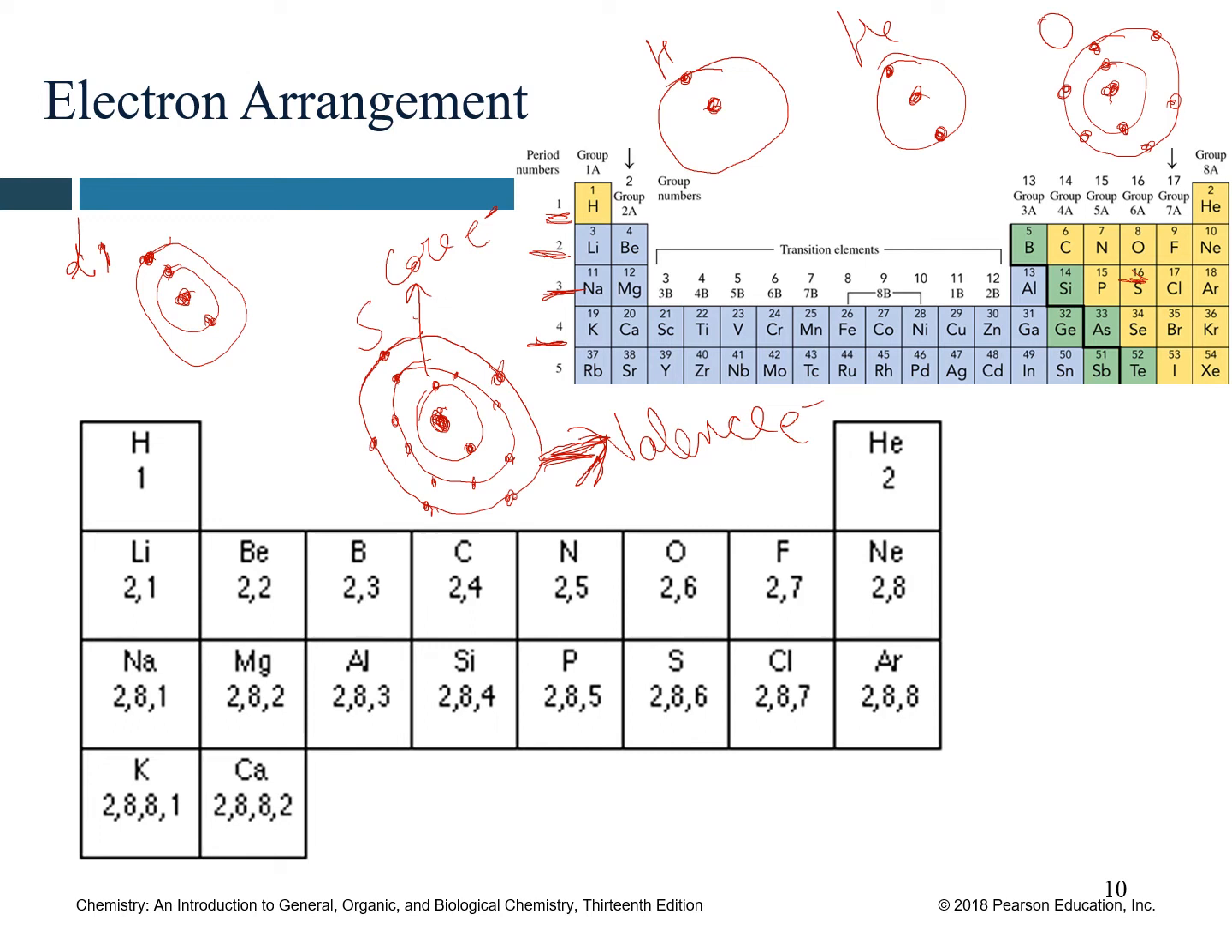Another interesting thing that you'll see here is that the number of valence electrons that are present in an atom is actually equal to its group number. So you can see right here, how many valence electrons does hydrogen carry?